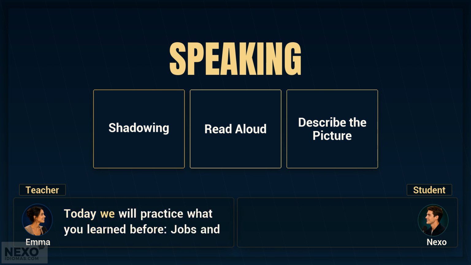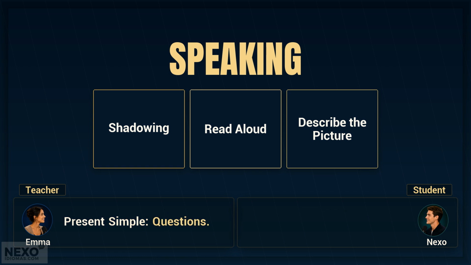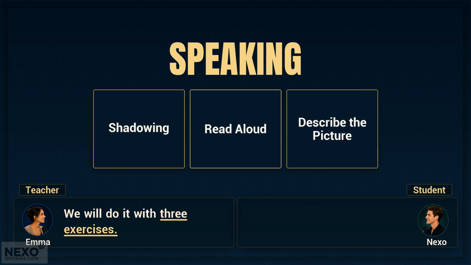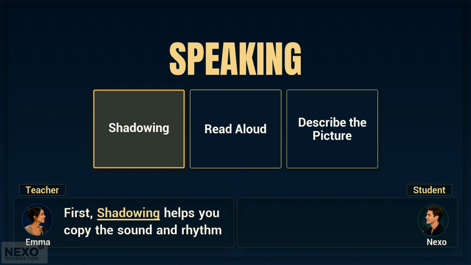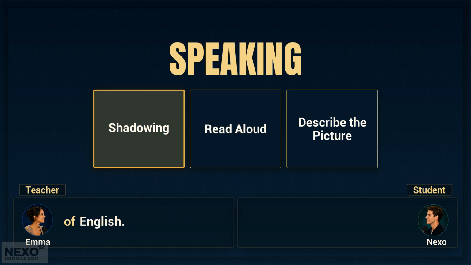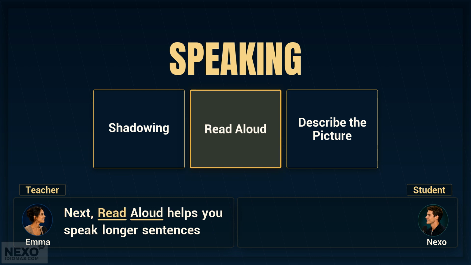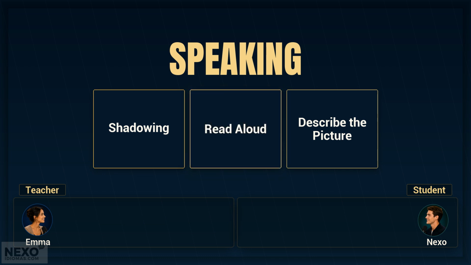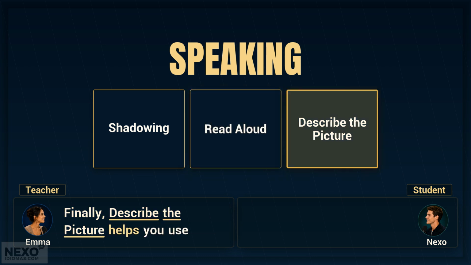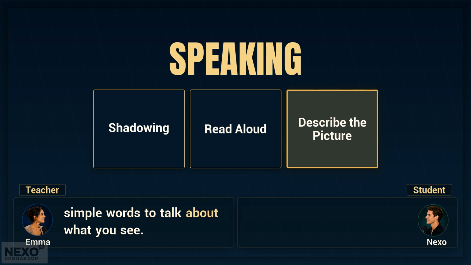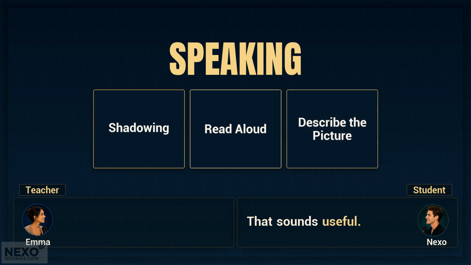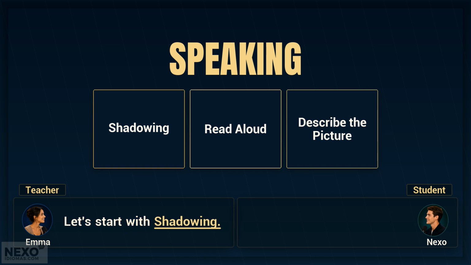Great. Today, we will practice what you learned before: jobs and present simple questions. We will do it with 3 exercises. First, shadowing helps you copy the sound and rhythm of English. Next, read aloud helps you speak longer sentences with confidence. Finally, describe the picture helps you use simple words to talk about what you see. That sounds useful. I like short speaking practice. Perfect. Let's start with shadowing.